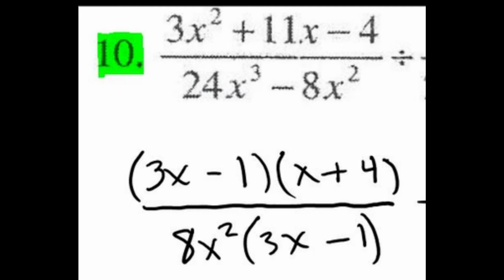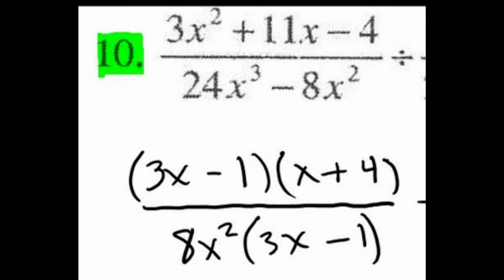They both have at least 2 x's in them, and they both have an 8 in them. So I pull out an 8x squared, and I'm left with a 3x minus 1. So in this left fraction, you could cancel off the 3x minus 1, and we are going to do that eventually, but we're going to leave it for now.